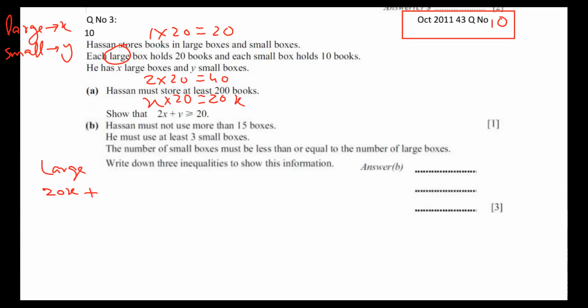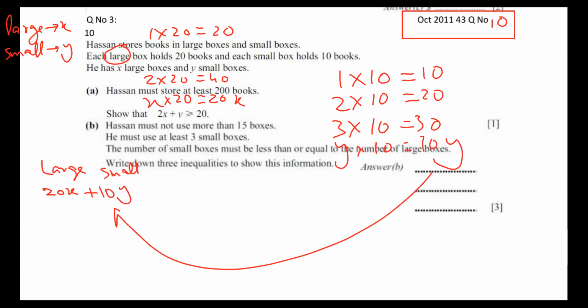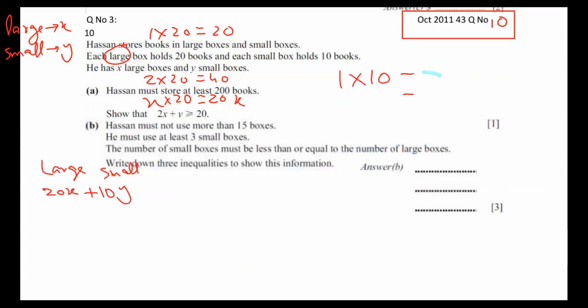Similarly, let's talk about the small boxes. One small box can hold 10 books. Two boxes, 2 into 10, 20 books. Three boxes, 3 into 10, 30 books. Because we don't know, for Y small boxes, Y into 10 becomes 10Y. So 10Y books the small boxes can hold. After this, I think all of you understand how I wrote this expression up till now.